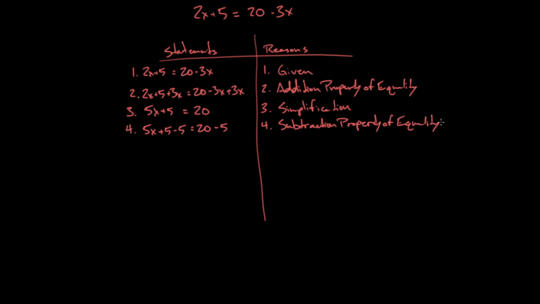Great. So I'll simplify this again. And I will get that 5x, so 5 minus 5 is just 0, is equal to 20 minus 5, which is 15. What did I do here? Well, this is just simplification again.